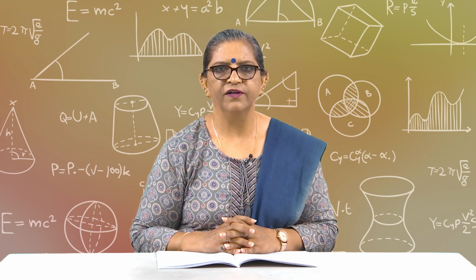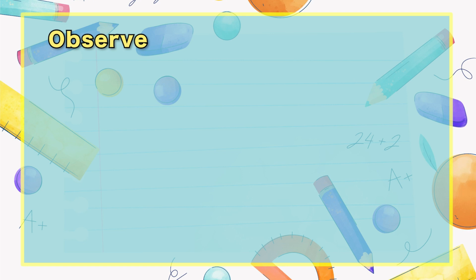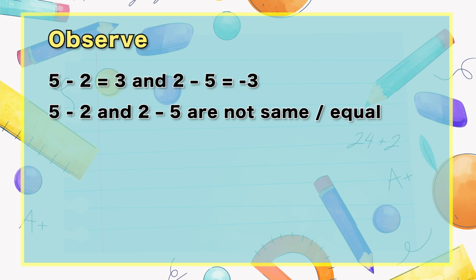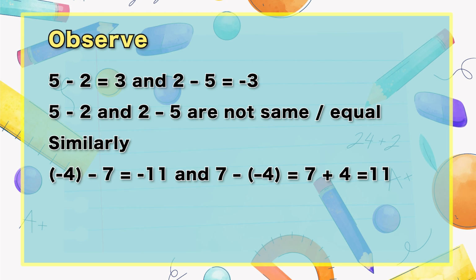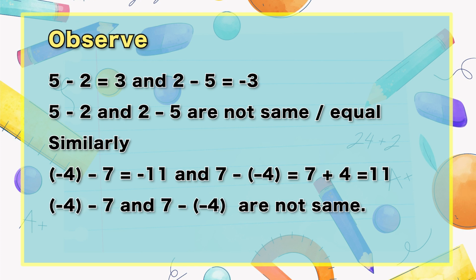Let us observe further. Let us perform the following calculations on subtraction. 5 minus 2 is 3 and 2 minus 5 is minus 3. So, 5 minus 2 and 2 minus 5 are not same. Similarly, minus 4 minus 7 gives minus 11, but 7 minus minus 4 is actually 7 plus 4, which is 11. So, minus 4 minus 7 and 7 minus minus 4 are not same. We may take as many examples as possible and verify it.